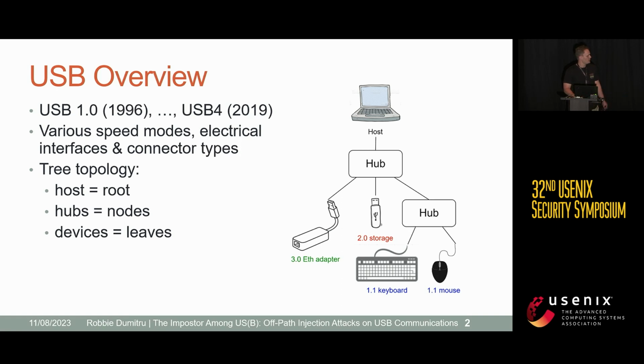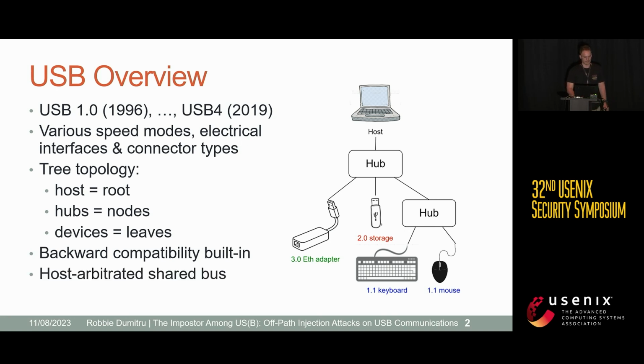Namely, the way that devices connect to a single host is with a tree topology. So the host sits at the root. Hubs expand the number of potential connection points, and devices sit at the leaves. Backward compatibility has been built into every version of the standard. So like you can see in the diagram here, you can have devices with multiple versions all working on the same system at once. And the shared bus is host arbitrated.